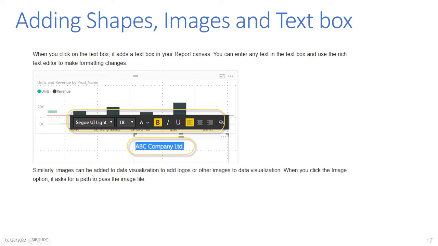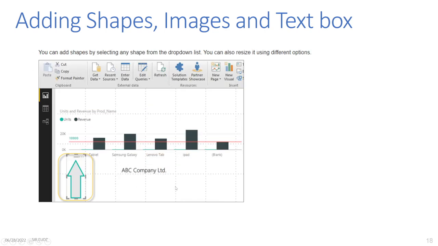Similarly, images can be added to data visualization, for example to add logos or other images. When you click the image option, it asks for a path to pass the image file. So just like in this case, this is our shapes rather. You can add shapes by selecting any shape from the drop-down list. You can also resize it by using different options.